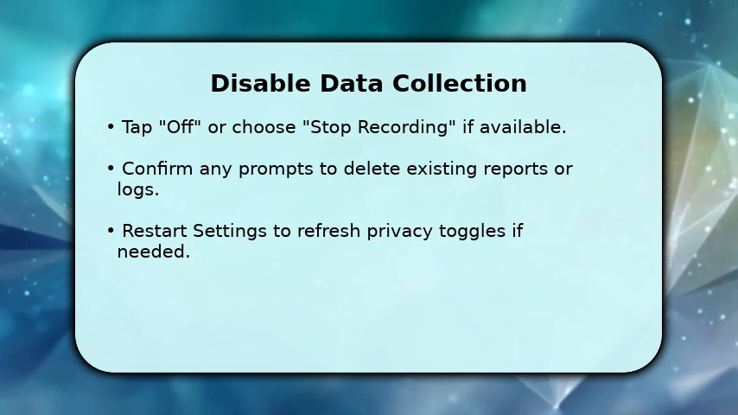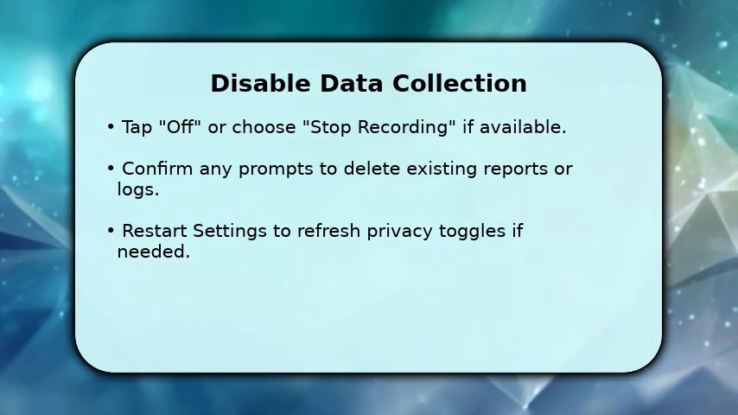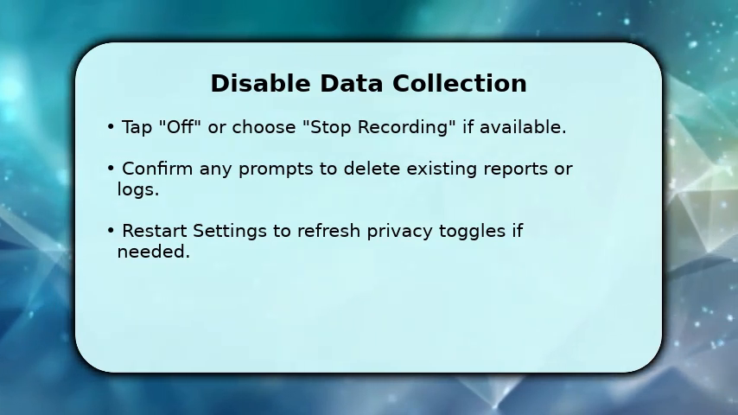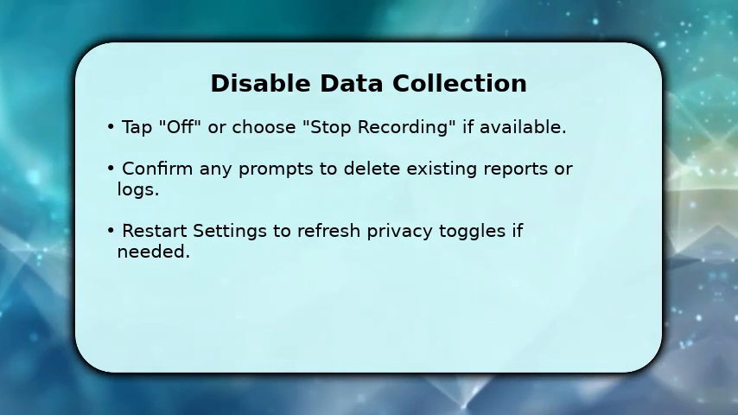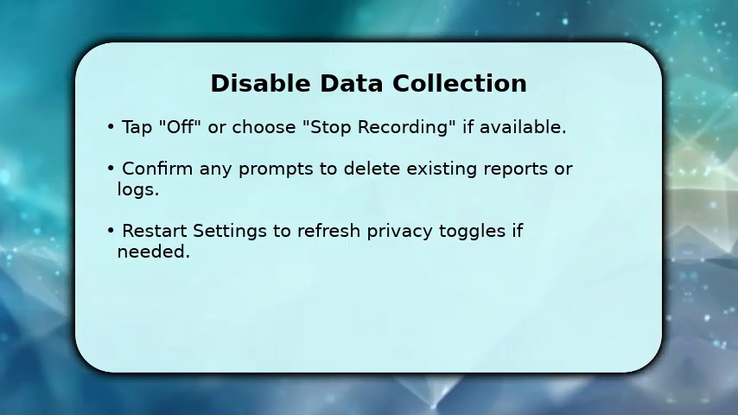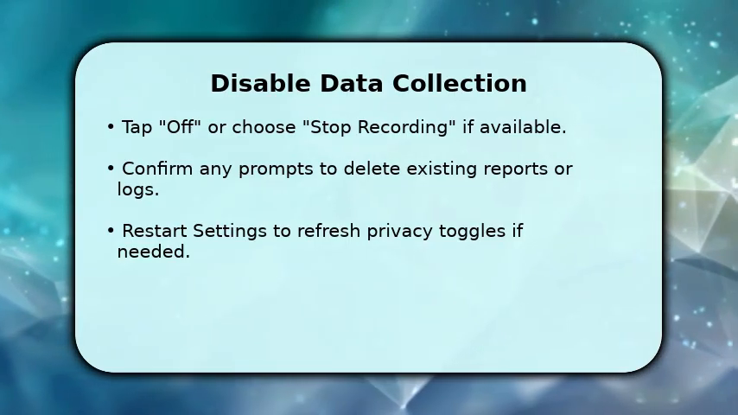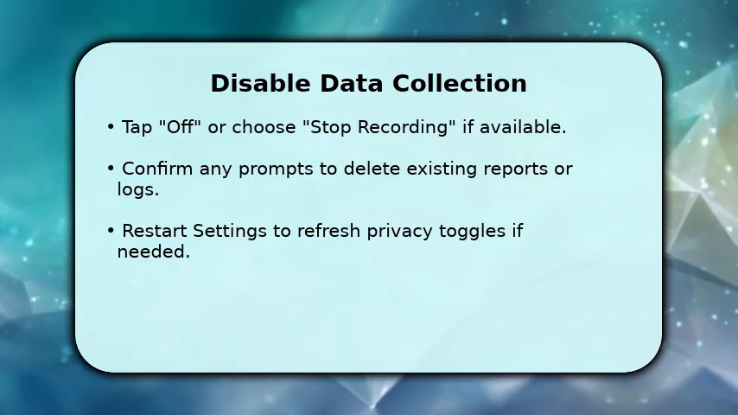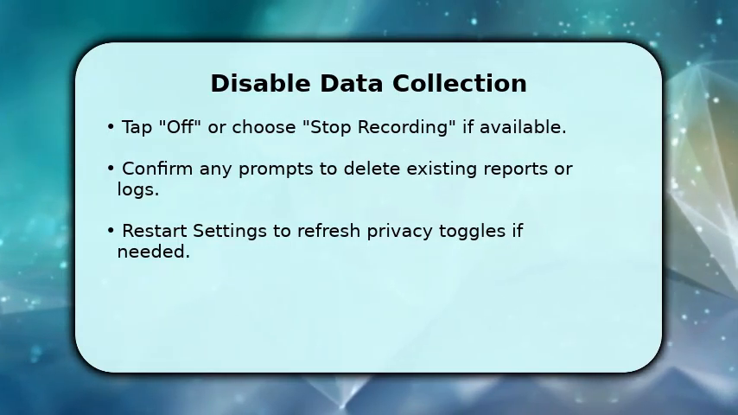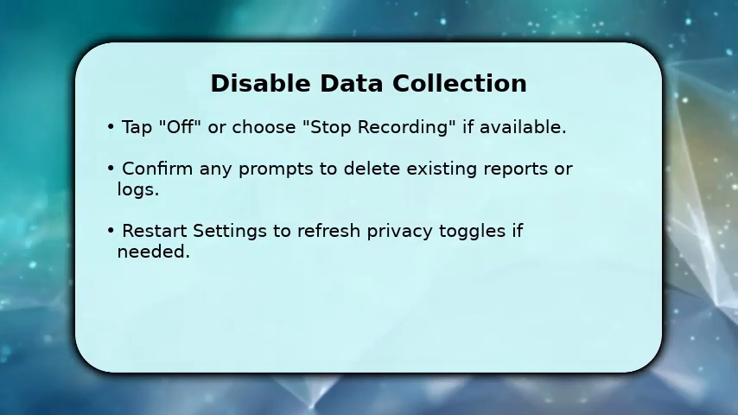Once inside App Privacy Report, locate the toggle or the Stop Recording button. Tap to disable data collection. When prompted, confirm deletion of existing reports if you want to remove history. This clears stored activity like network access and sensor use. Make sure to wait for the confirmation to finish.